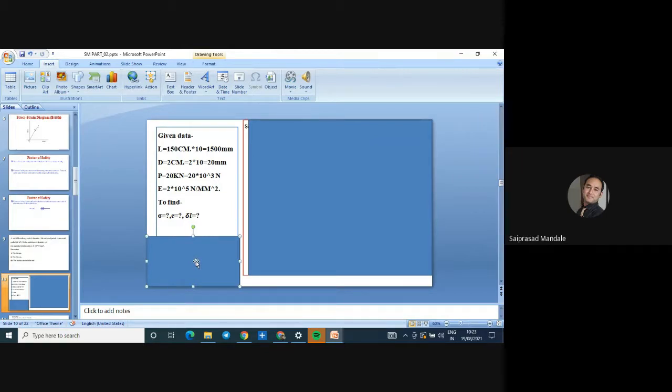Okay. So now help me with this. Can anybody tell me the formula to calculate stress? Stress is equal to load upon cross-section area. Load means P, force upon area.